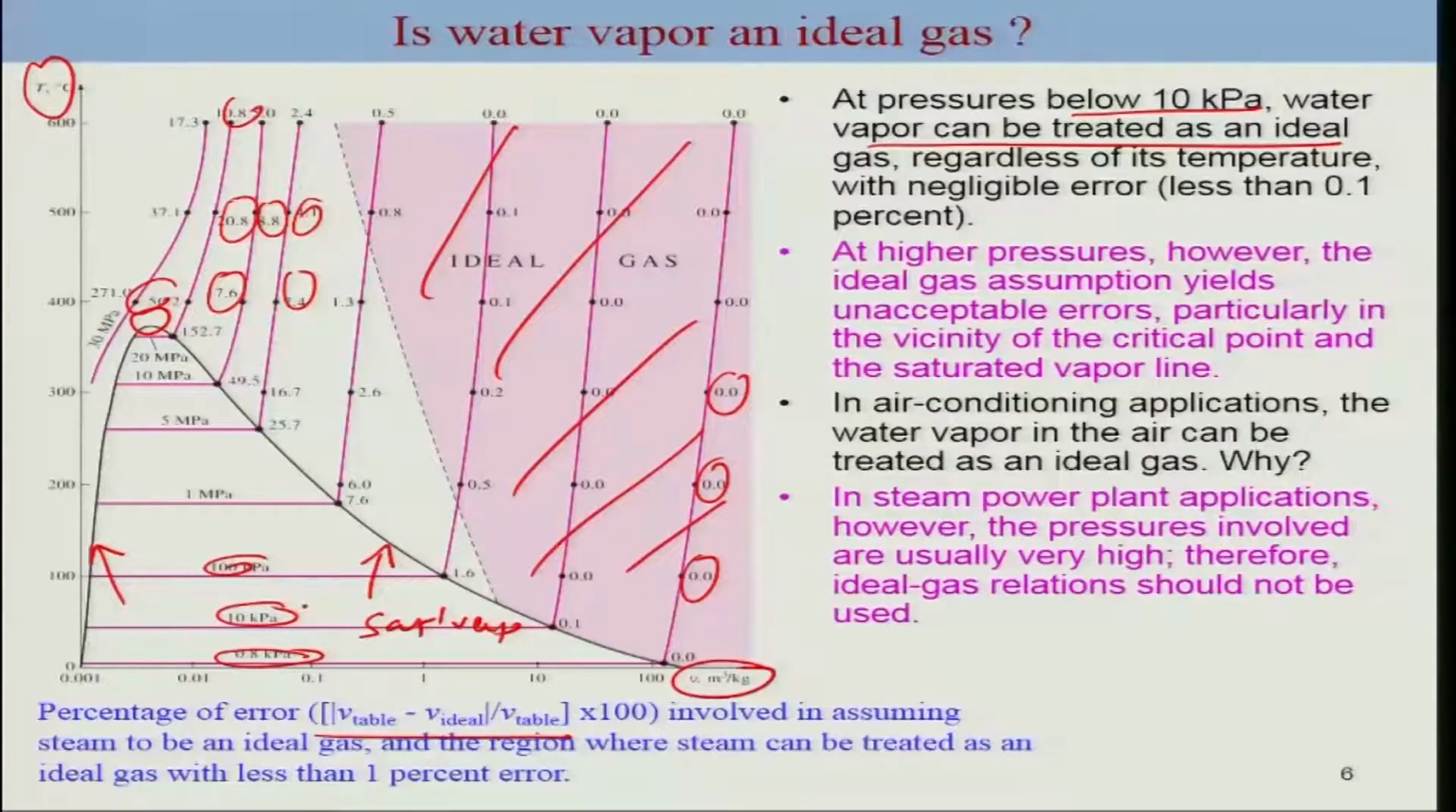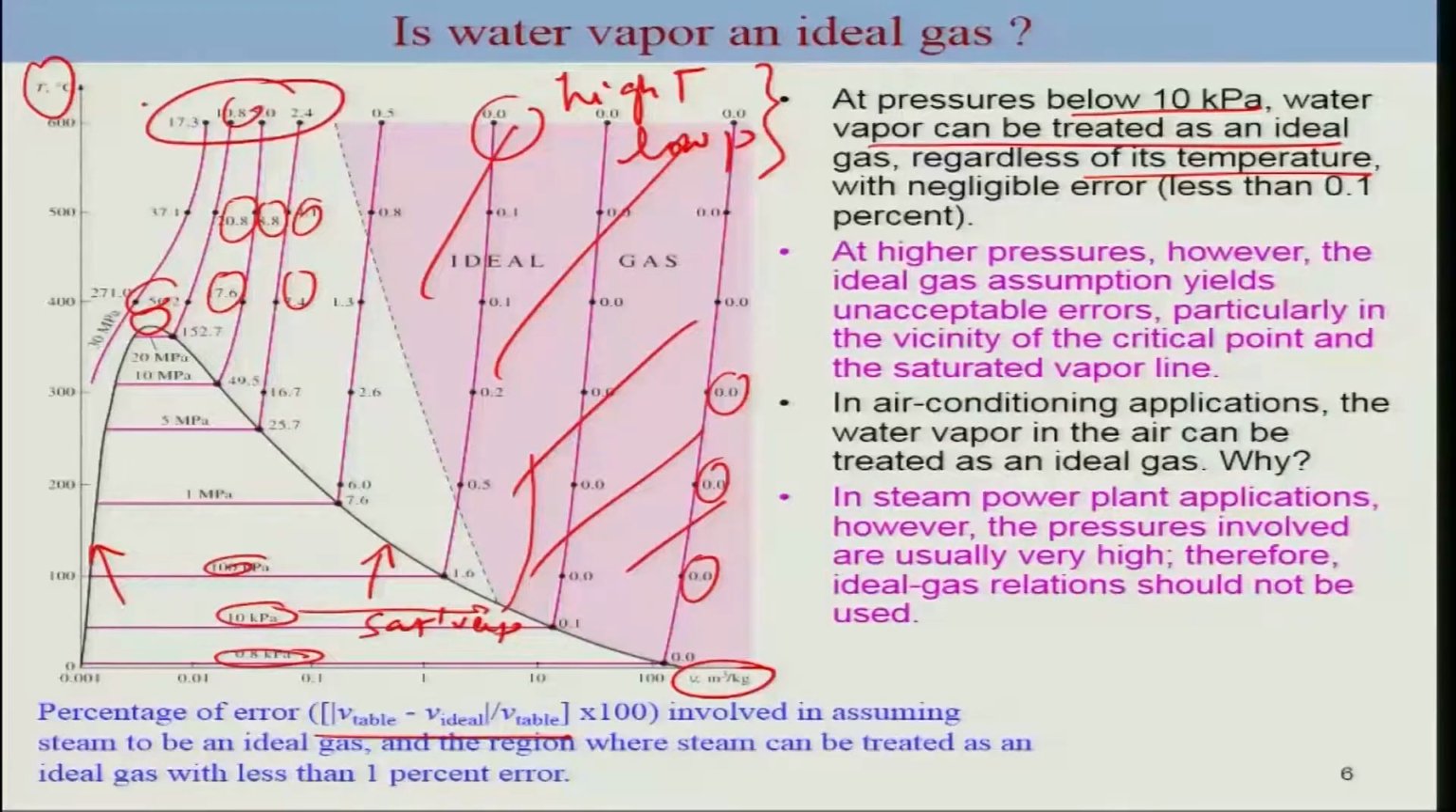You can see 10 kilopascal here. This region can pretty much be represented by the ideal gas, regardless of its temperature. So even if you increase the temperature, to extremely high temperature, at high temperature and low pressure, the ideal gas approximation works. On the other hand, if you increase the pressure, the deviation is quite large and hence it is not going to work. Near the critical point, of course, it is not going to work.